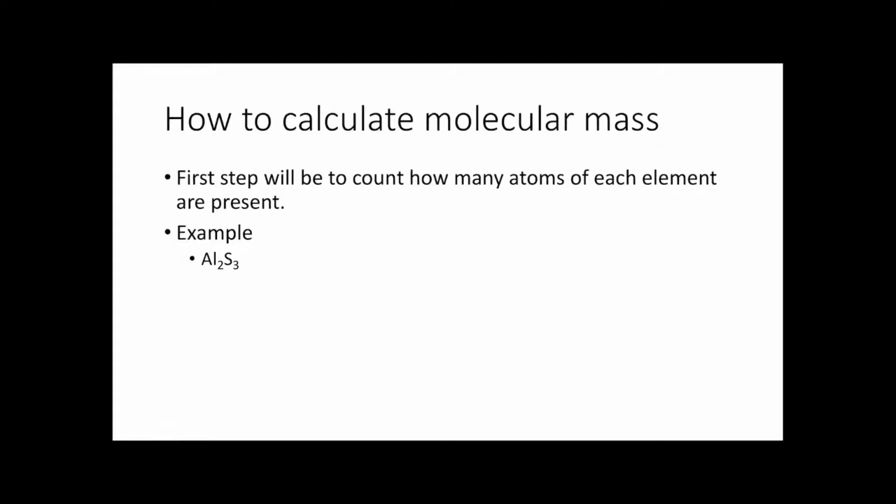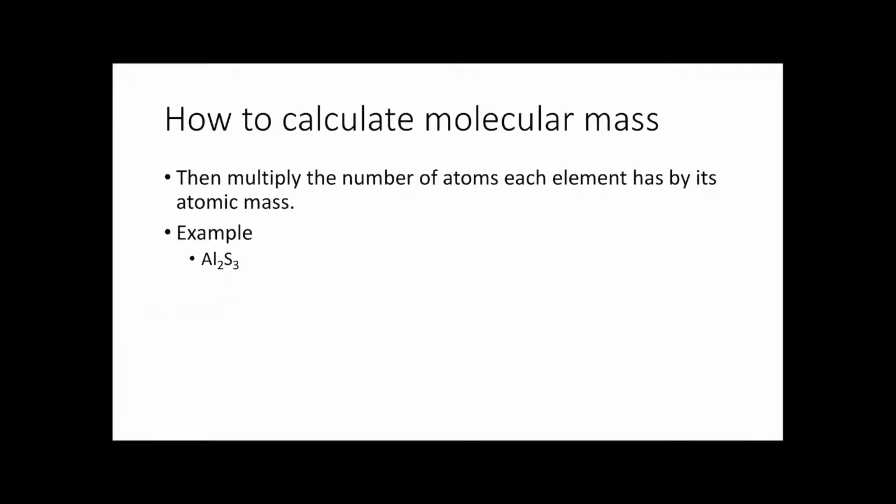We know how to do that, so we look at the subscripts, see that we've got a 2 after Al, Al is aluminum, and a 3 after S, and S is sulfur. So that must mean we have 2 atoms of aluminum and 3 atoms of sulfur. All right, first step done.